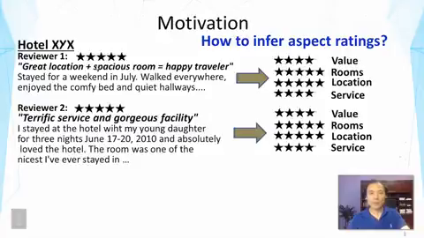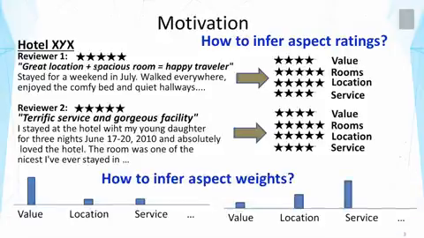Now, not only do we want to infer these aspect ratings, we also want to infer the aspect weights. So some reviewers may care more about value as opposed to service, and that would be a case like what's shown on the left for the weight distribution, where you can see a lot of weight is placed on value. But others might care more about service, and therefore they might place more weight on service than value.